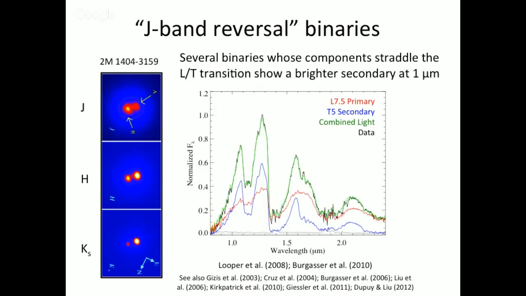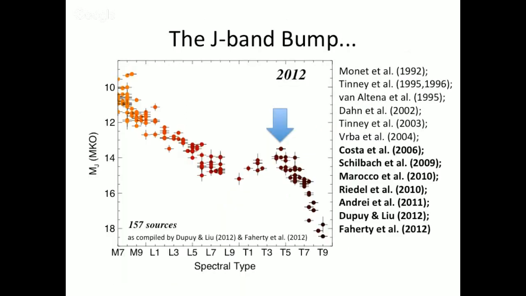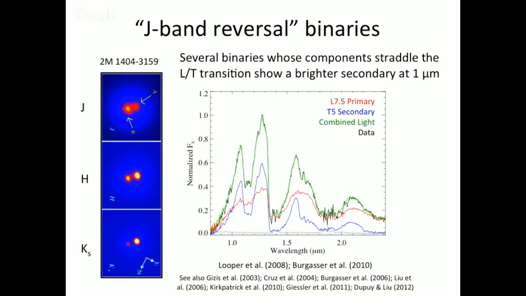What's happening here, at least the explanation that we can come up with, is that you must be getting rid of an opacity source, and that opacity source must be the clouds. So this bump in the evolution of normal brown dwarfs, which we can see in coeval binaries, suggests a dramatic shift in the cloud properties of the objects at this transition in the clouds through some process that we don't know. But that's at least what the observations seem to suggest.